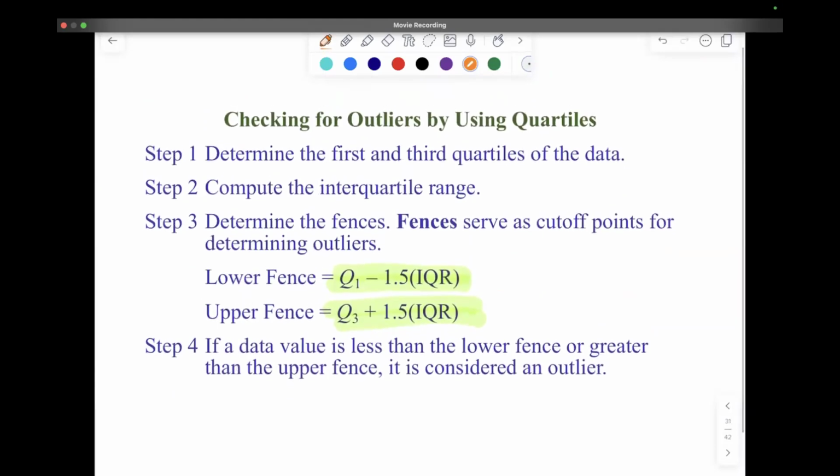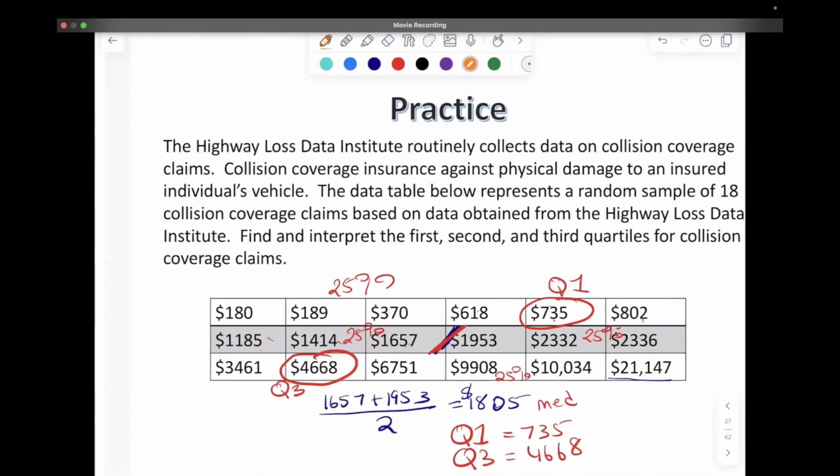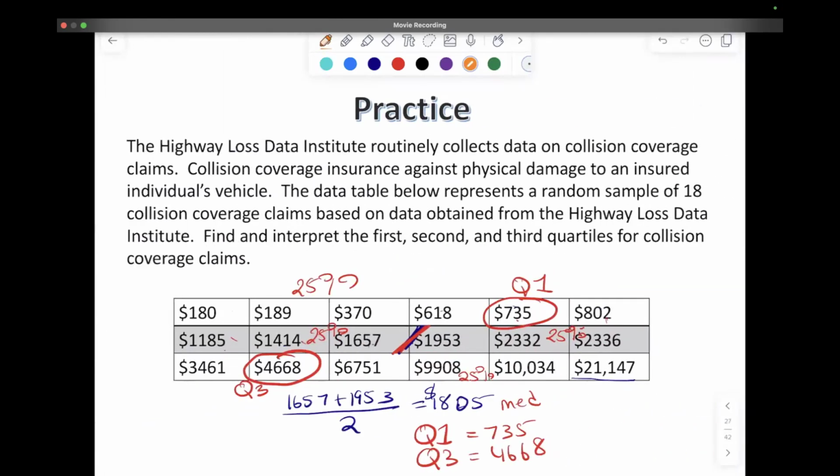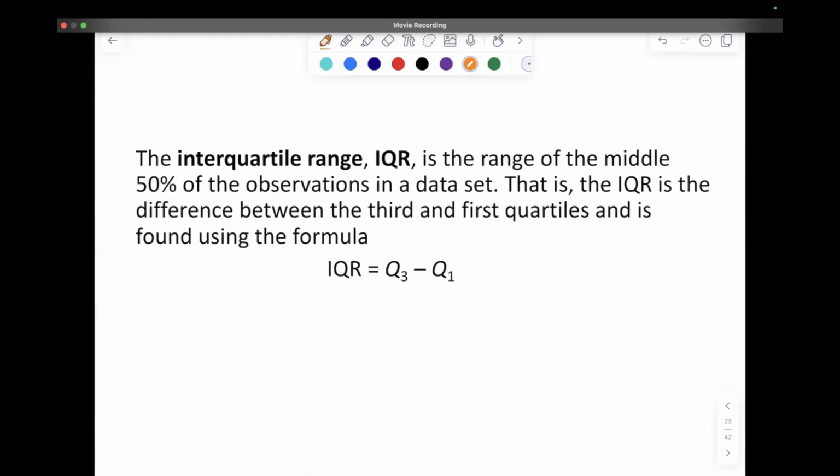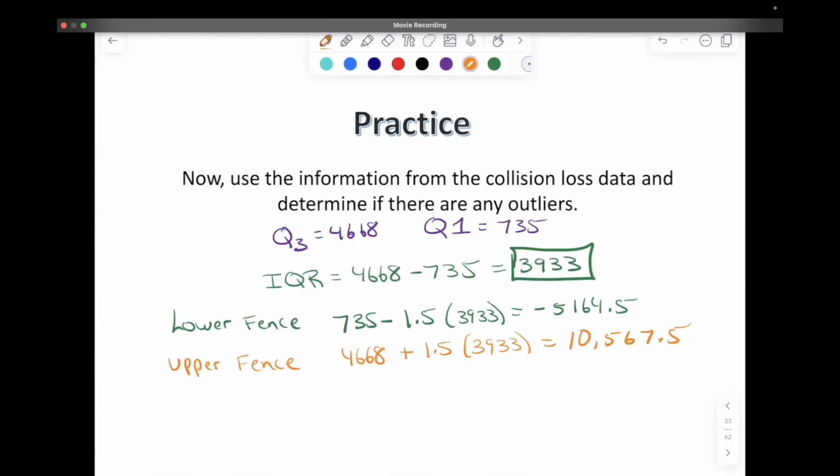Let's hop back to my data. Oh, there we go. So this value right here, this 21,147, that one is higher than the 10,567.5. So that right there is an outlier. I'm going to write it on that other page. Because that value is outside my fences, it's an outlier. So this one is an outlier.